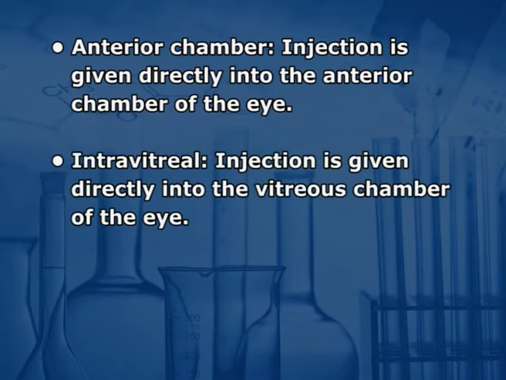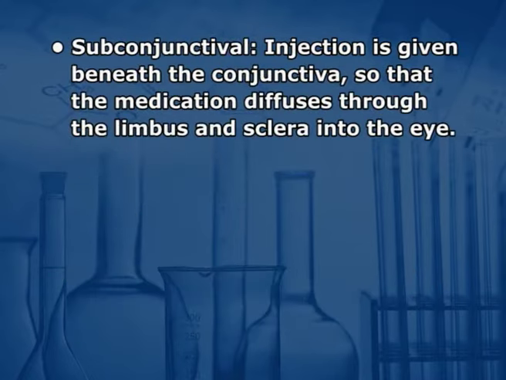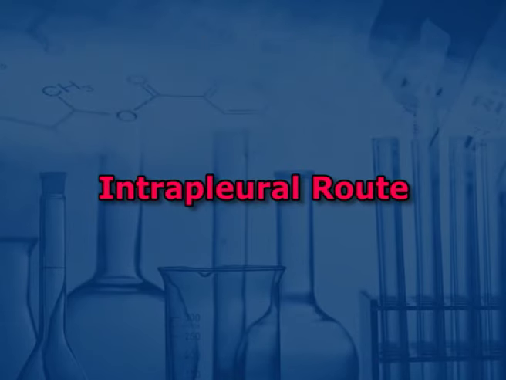Next one is intravitreal. Injection is given directly into the vitreous chamber of the eye. Another one is retrobulbar. Injection is given around the posterior segment of the globe. Next one is subconjunctival. Injection is given beneath the conjunctiva so that the medication diffuses through the limbus and sclera into the eye.